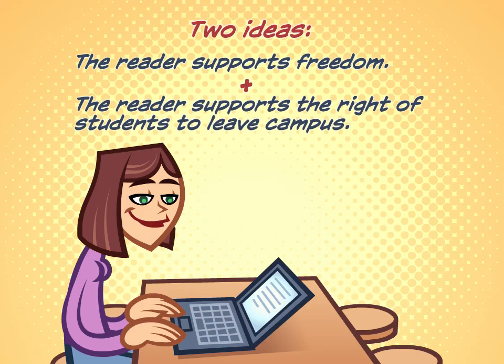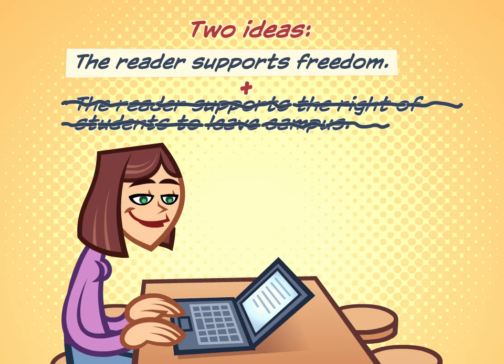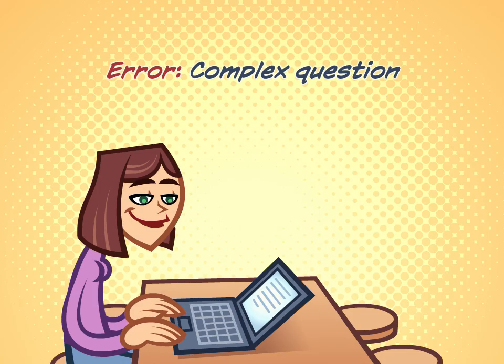Donna connects these unrelated ideas and expects the reader to accept both as true. But it's possible, of course, that the reader could accept the first point and reject the second. Donna's error in thinking is called a complex question. It's one final way that writers sometimes distract readers from the evidence that every good argument requires.